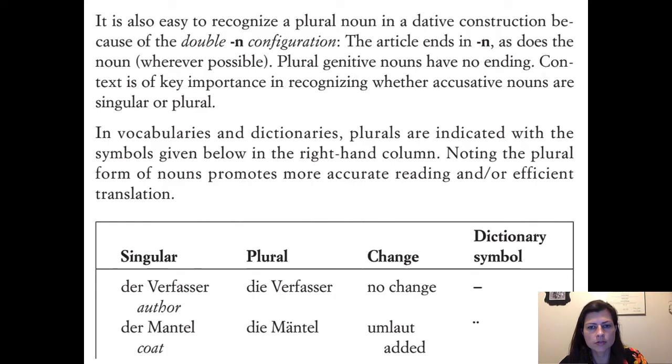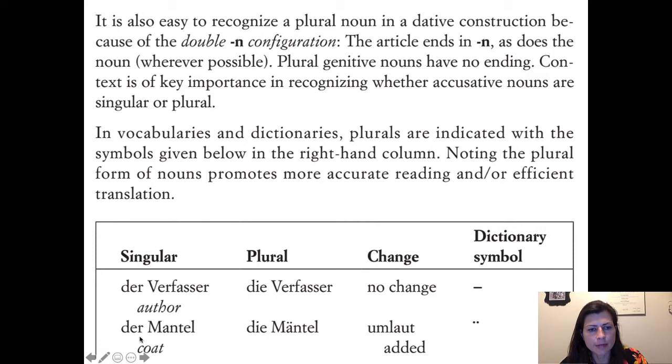So just to review how plurals are actually formed in German, let's look at der Verfasser. It means the author, it's masculine, der Verfasser. In the plural, it's die Verfasser. So there's no change to make that plural, just a dash. And so it's only the article. Der becomes die. The article is telling you it's now plural.